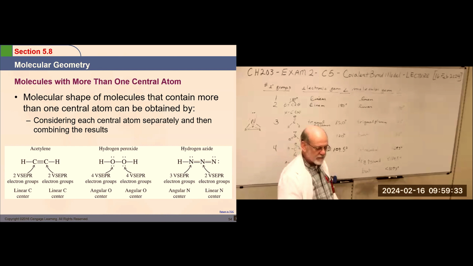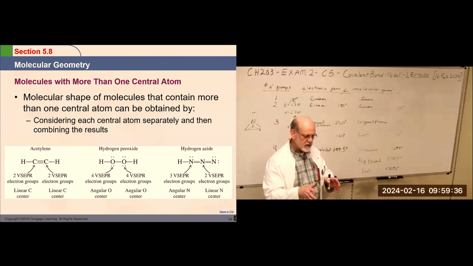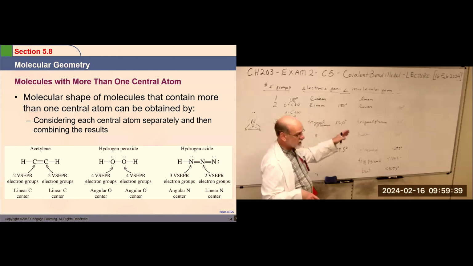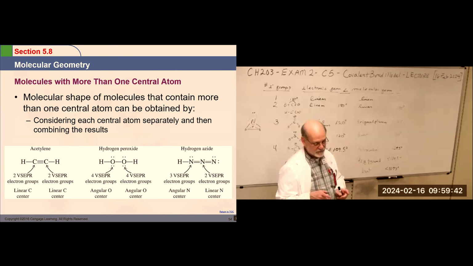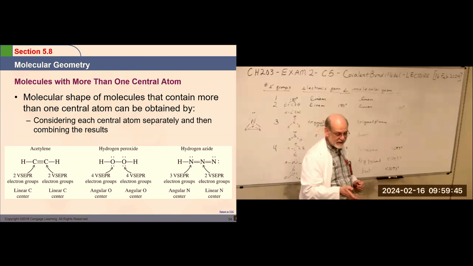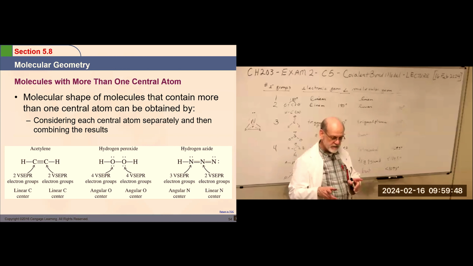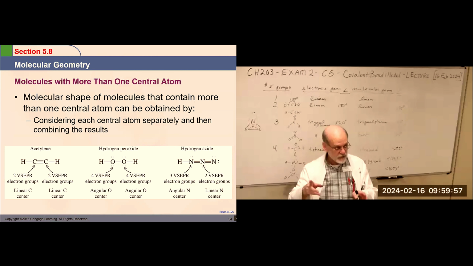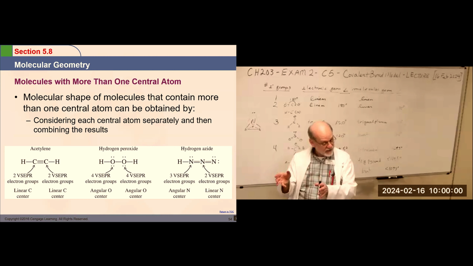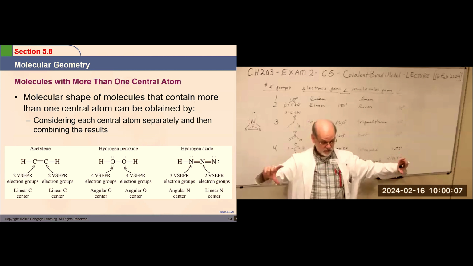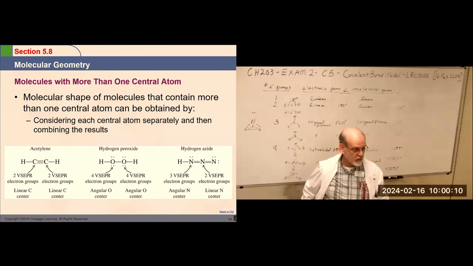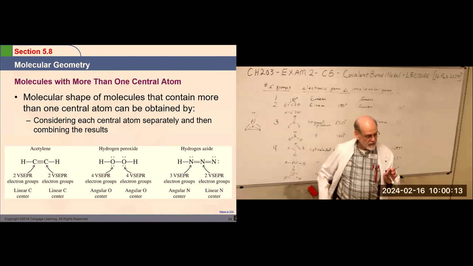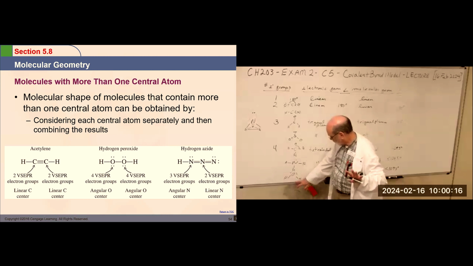All right, the point being made here is that for more complex molecules, you can have more than one central atom. Our first example here is acetylene. Each of those carbons is bound to two other groups. If you just focus on the carbon on the left, then on either side of it is just one group, so it's linear. If you look at the other carbon, same thing. So both of those are linear, and that molecule is just straight. If you look at hydrogen peroxide, then each oxygen has four groups, like water.